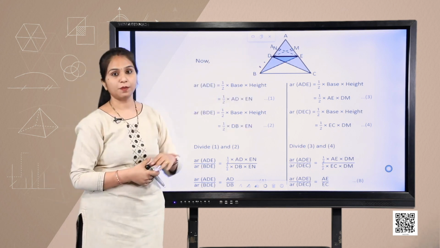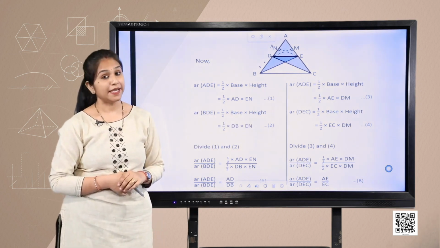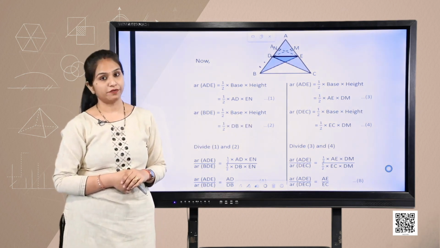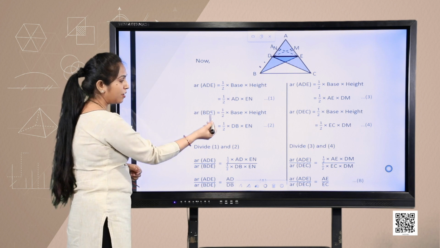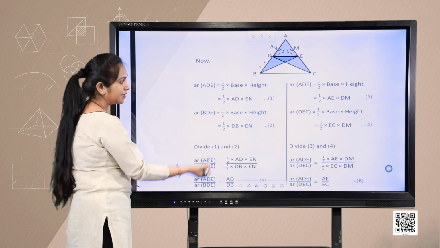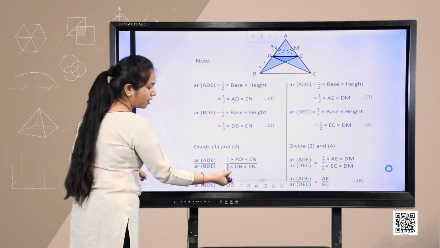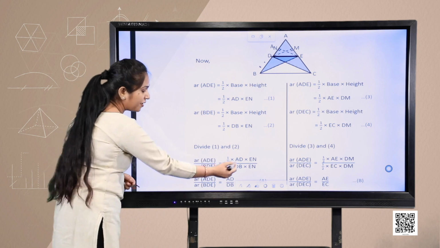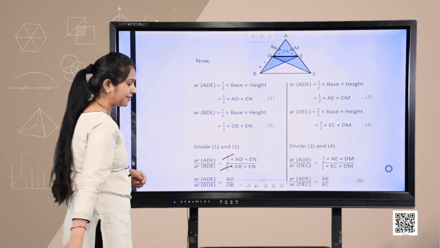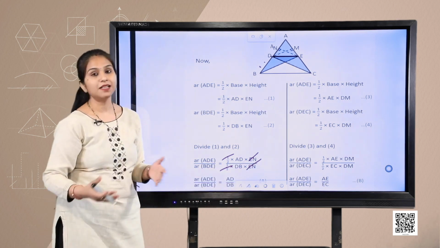This is your equation number 1. The second one is equation number 2. In the next step, divide equation 1 by equation number 2. So we will have area of ADE upon area of BDE, like this: half into AD into EN upon half BD into EN. Children, you can see this half and half get cancelled in the next step, and this EN and EN also get cancelled as they are similar.